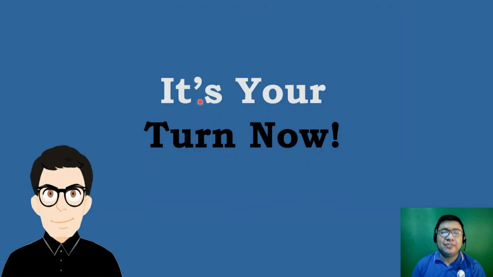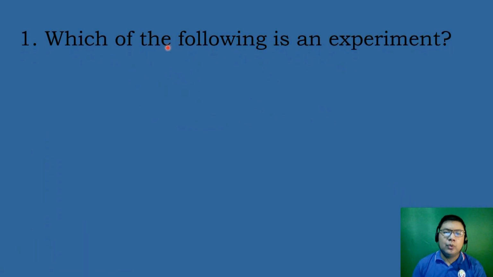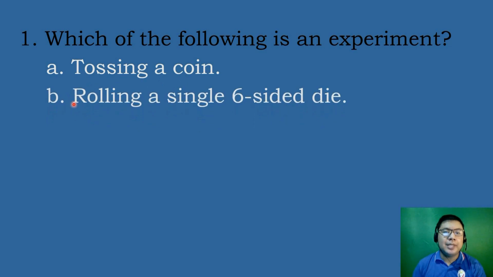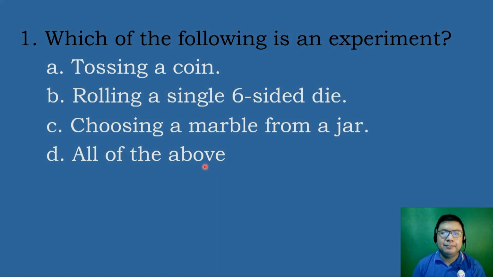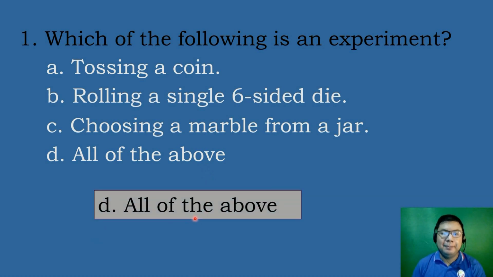Let's try to answer the following sets of questions on the next slide. Question number 1. Which of the following is an experiment? Letter A, tossing a coin. Letter B, rolling a single six-sided die. Letter C, choosing a marble from a jar. Or letter D, all of the above. Alright, very good. The correct answer is all of the above.